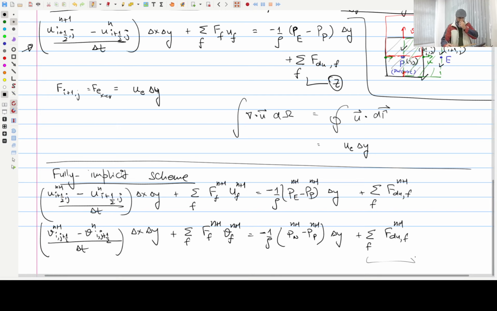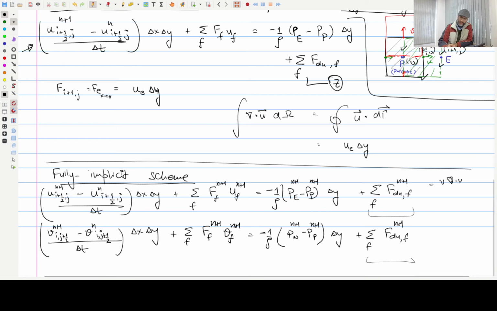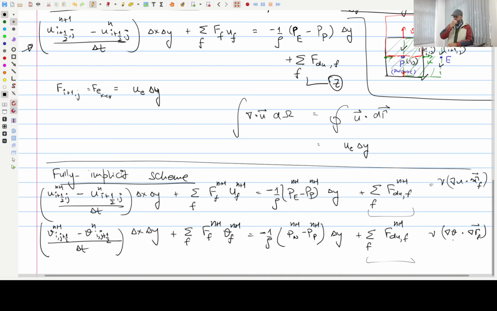Just remember that this diffusion and this diffusion, they're not the same terms, because the one above is for the diffusion of u and the one below is diffusion of v. So in this term, this amounted to nu times gradient of u dot delta Γ_f. Right, so here we'll have nu times gradient of v dot delta Γ_f. So they are different, except that I'm just using the same convention for the flux on f, but they're diffusion of different quantities.